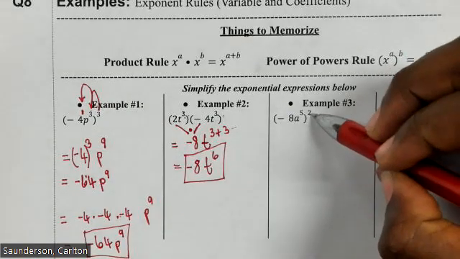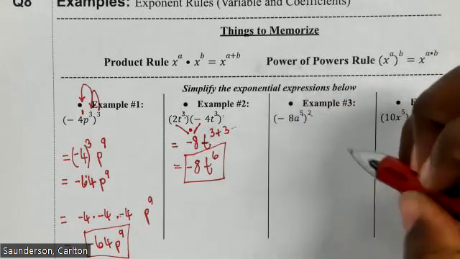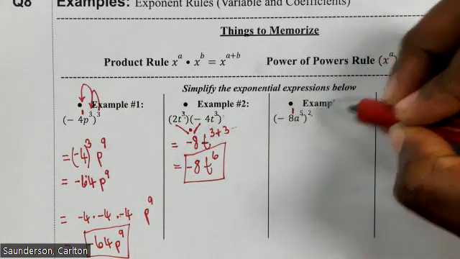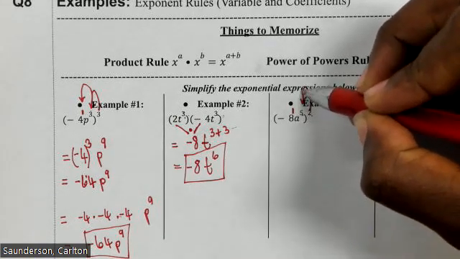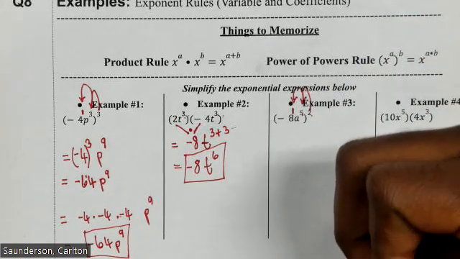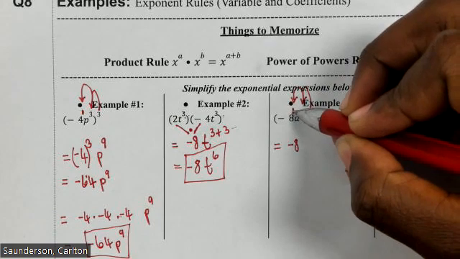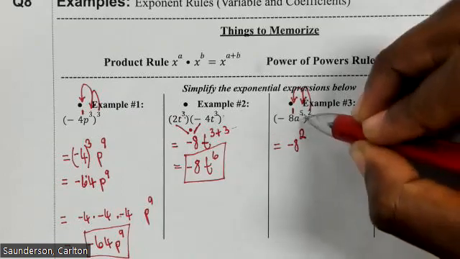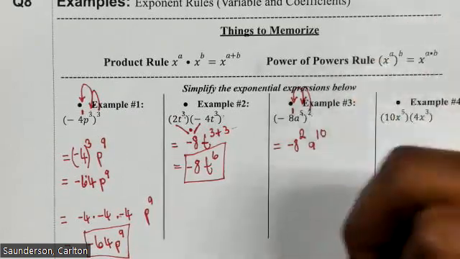Here I see an exponent on the outside of this parentheses, so I'm using power rule. Technically, this -8 also has an exponent. That exponent is a 1. With power rule, this 2 right here is going to be multiplied by each of these exponents. So this will now become -8 to the 1 times 2, which is 2. So -8 to the second power. And then 5 times 2 is the 10th power.